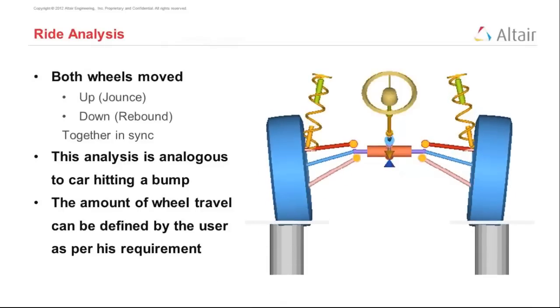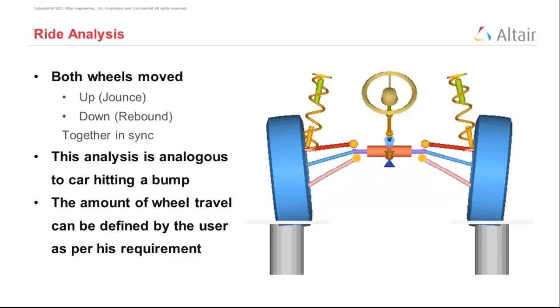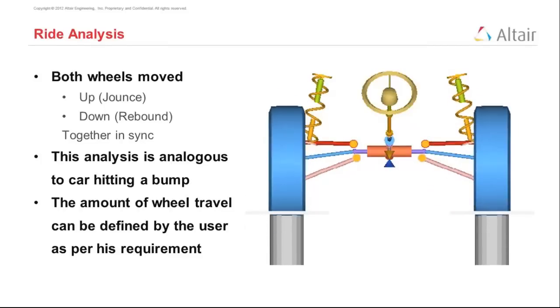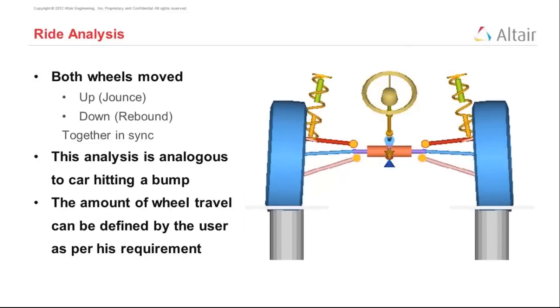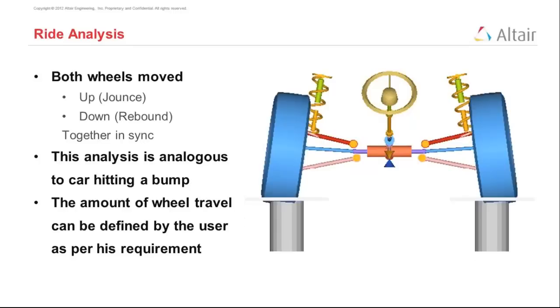We are going to focus our analysis on two main analyses. One is the ride analysis, which is simulating the situation when a vehicle hits a bump. In this simulation, as you can see, the chassis of the vehicle is fixed to the ground, and then we are moving the wheels up and down in simulation. Both the left and the right wheels move together, and that's why it's called the ride analysis.